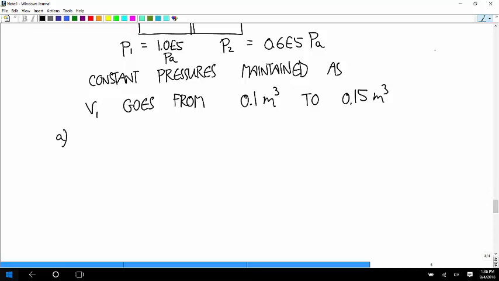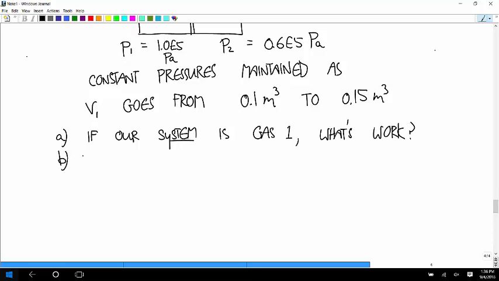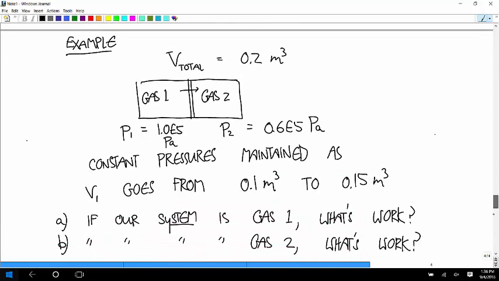So first, if the system that we're isolating is gas 1, what's the work? And then second, if our system is gas 2, what's the work? Okay, so first of all, for A, now imagine that we're isolating gas 1. What's the sign going to be for W? Is it going to be positive or negative? Positive because it's expanding. And for gas 2, since it's contracting, W has to be negative.